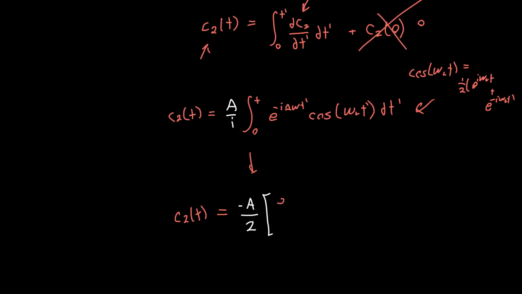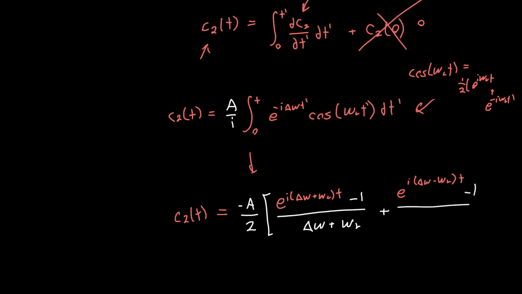So e to the i (delta omega plus omega L) times t, minus 1 over delta omega plus omega L. And then we need to add to that e to the i (delta omega minus omega L) t, that's where the minus sign was, and then minus 1 over delta omega minus omega L. And so this is the result of the integral.